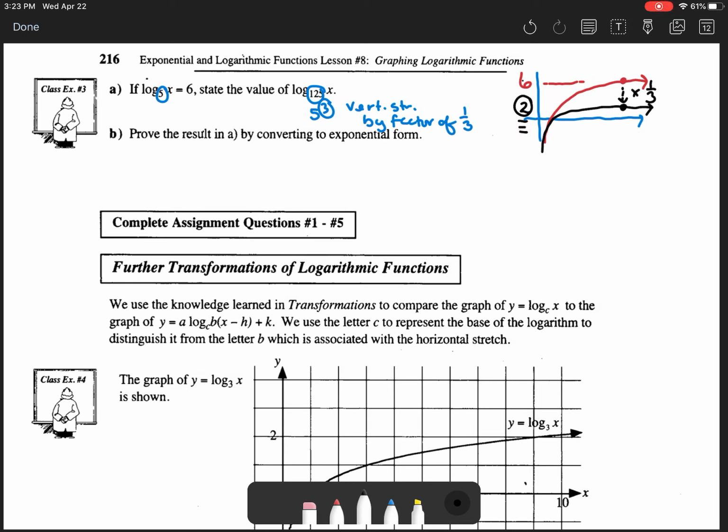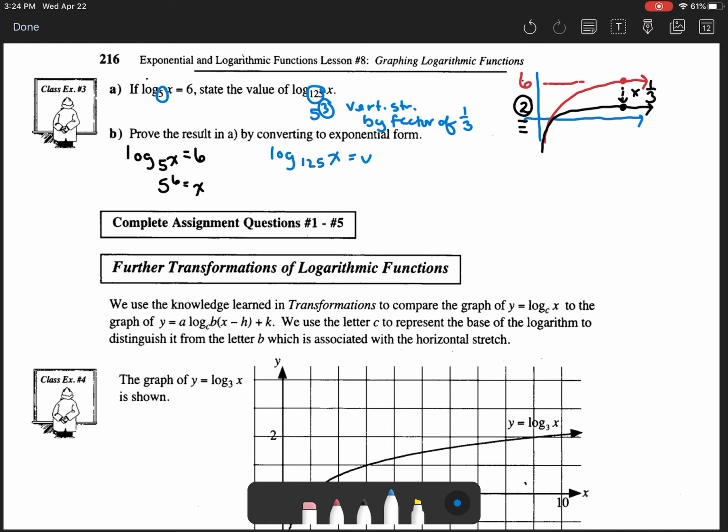That's that value, because you take this down this direction, you multiply the y values by 1 over 3, which is like dividing it by 3. So it's going to have a y value equal to 2. Now, they're saying prove that by converting to exponential form. So again, very similar to what we did about 2 pages ago. I go like this: log base 5 of x equals 6. I just restate what they gave me in part A, and then I convert into exponential form.